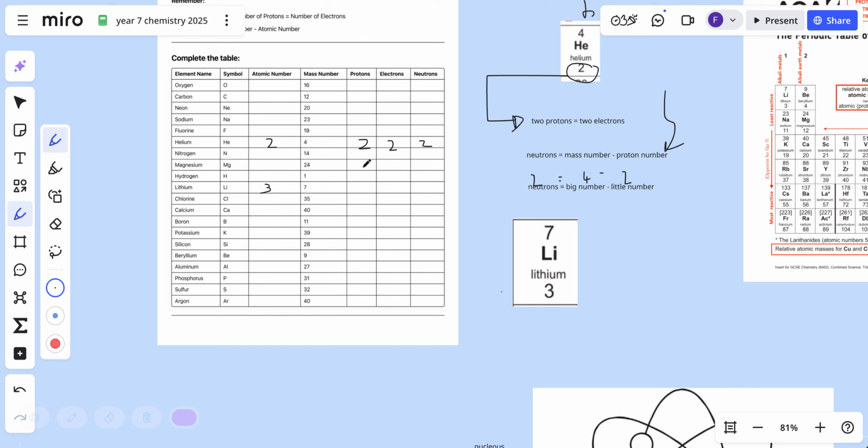So, how many protons have I got? Well, the protons are the same as my atomic number, so I've got 3 protons. How many electrons have I got? Well, protons are equal to electrons. These two are always the same, that's 3. How do I work out the number of neutrons? I take my big number, 7. I take away my little number, 3. And I get 4 neutrons.